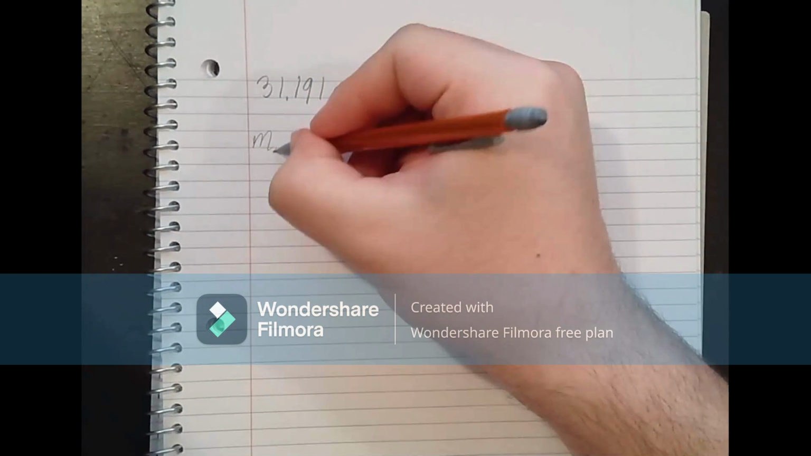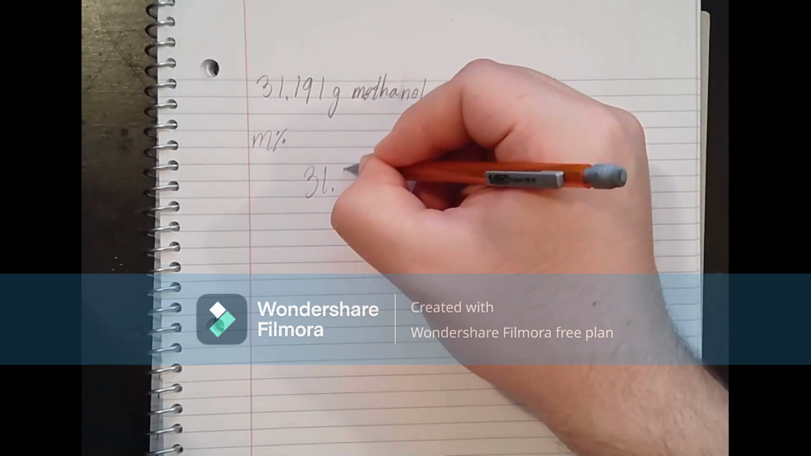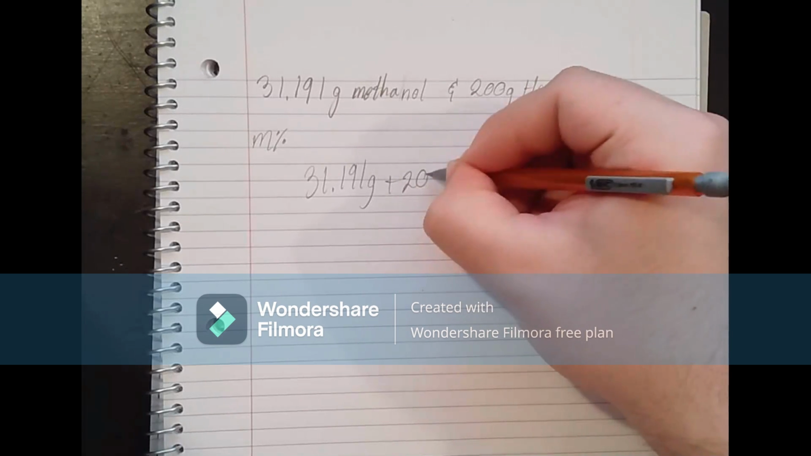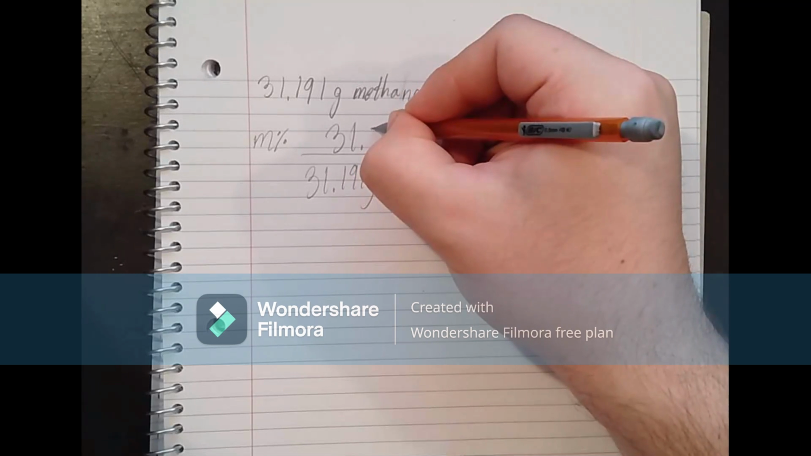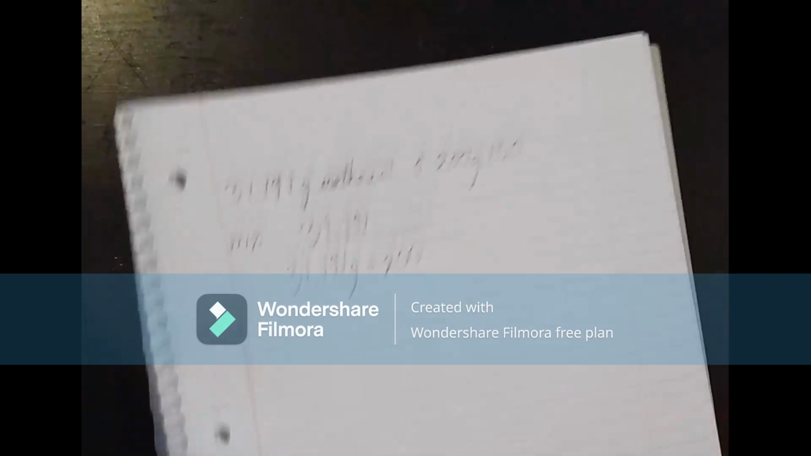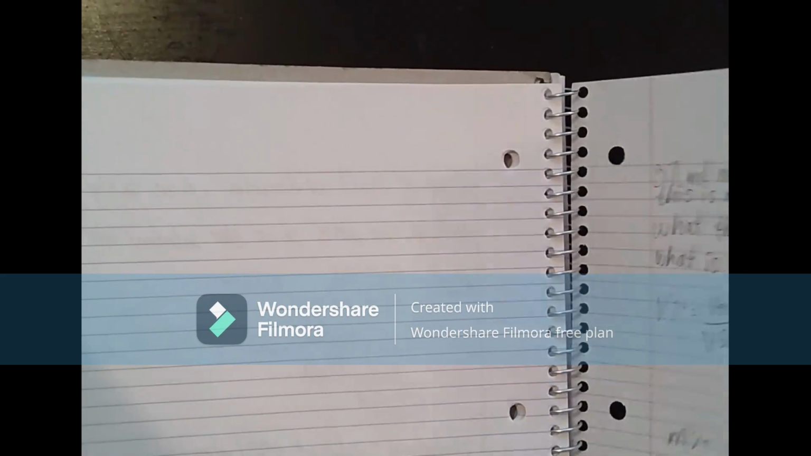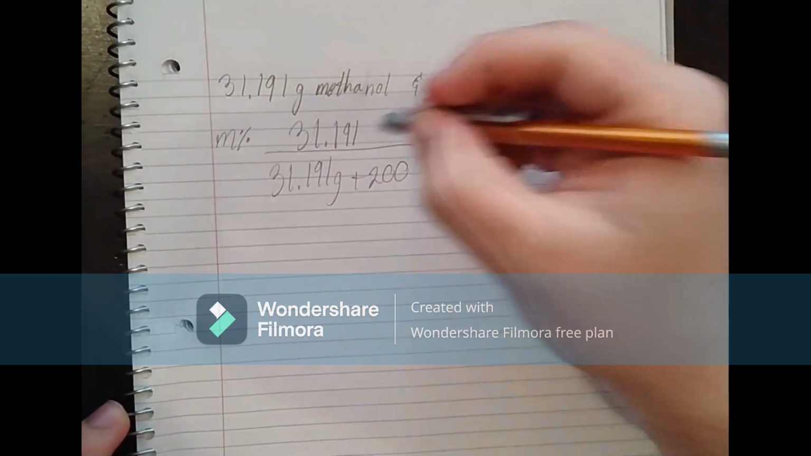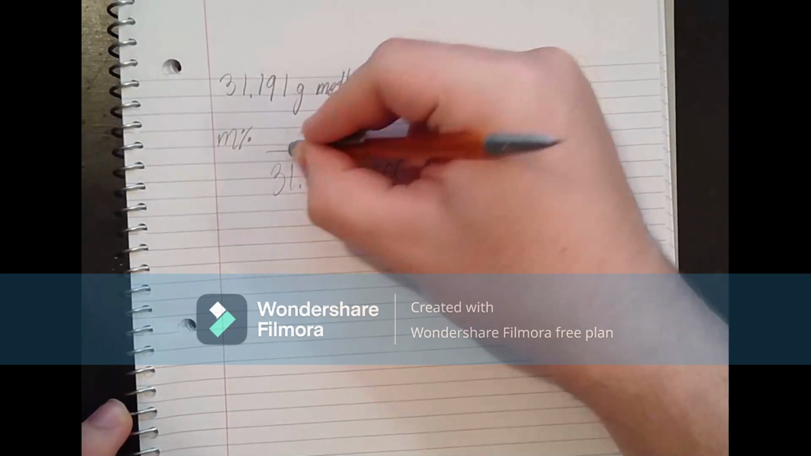Again, finding the mass percent, quite easy. We're taking the solution, which will be 31.191 grams, plus 200, all dividing the original 31.191. Wait, did I ask for methanol or water? I'm sorry. We asked for water instead. So not the 31.19 grams, but rather the 200 grams present in the water.